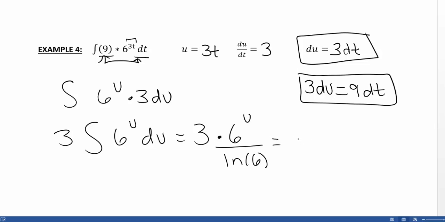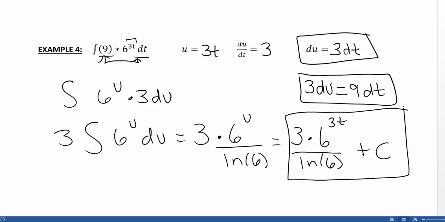But again, I don't want a u in my final answer, so I need to substitute back in. So I have 3 times 6 to the 3t divided by the natural log of 6 plus c. So this was a good problem because it had some manipulation of du. It wasn't exactly the e problem, but we had to be careful with our constants, and we may have had to actually go back and refer to the chart if you didn't remember the antiderivative of a to the x. But here we were able to successfully complete it using integration by substitution. So those are the examples of exponentials.